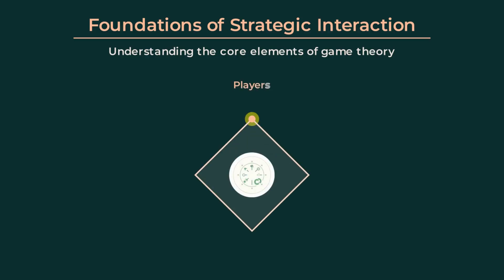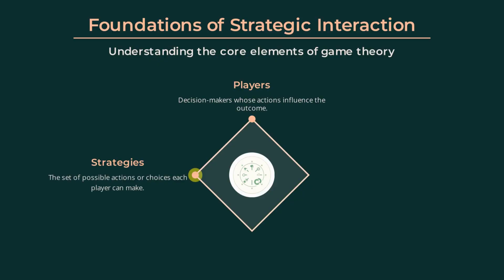First, we have players, who are the key decision-makers in any strategic interaction or game. These are the decision-makers whose actions directly influence the outcome for everyone involved in the game. Next, we define strategies, which are the available courses of action each player can choose. This refers to the complete set of possible actions or choices that each player can make during the game.